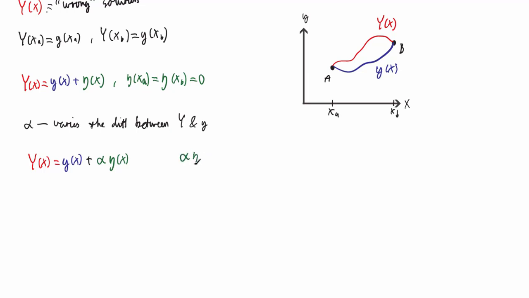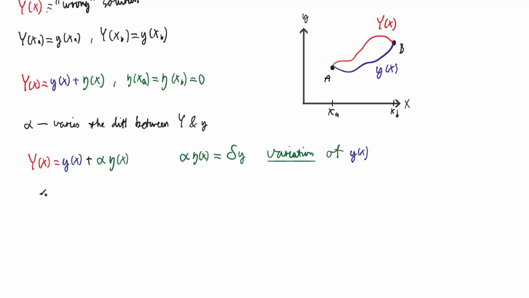Now, alpha eta of x is sometimes written as this little delta y, it's known as the variation of y. Because that's essentially what it accomplishes. You have the correct solution, and then you add some variation to it, and you get something that is a little bit away from the solution that you're looking for.